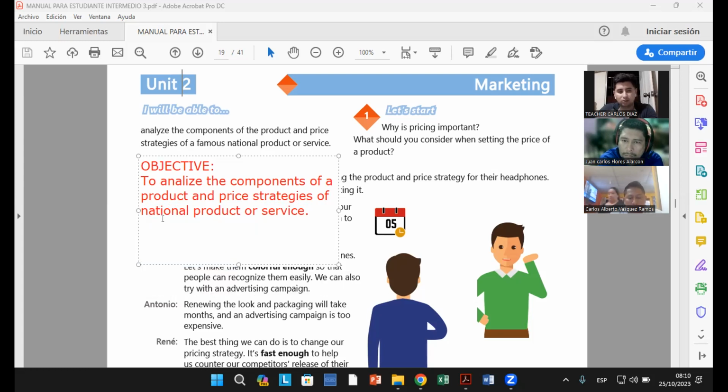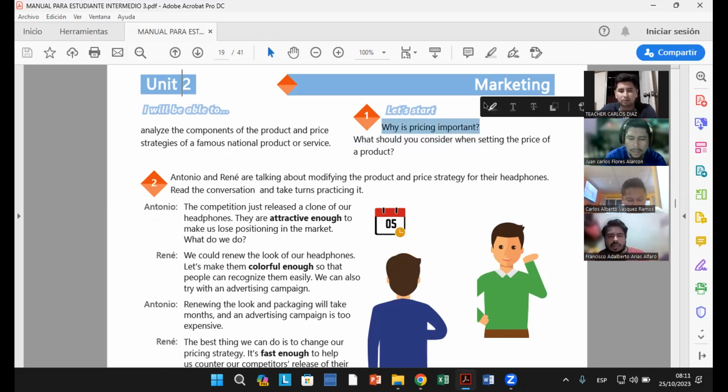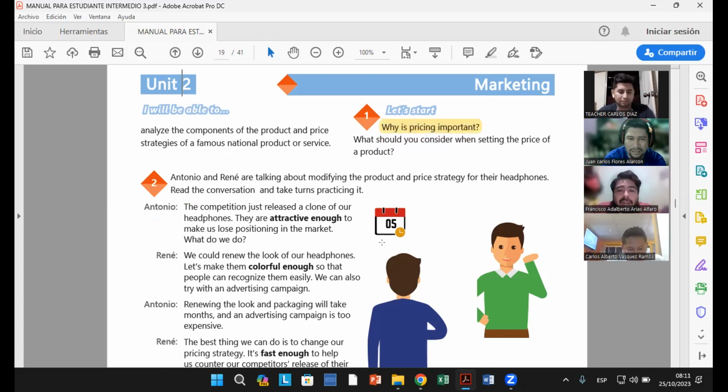Okay, now the question for everybody is this one. Can you read it, Francisco Adalberto? Why is pricing important? Why do you think pricing is important?